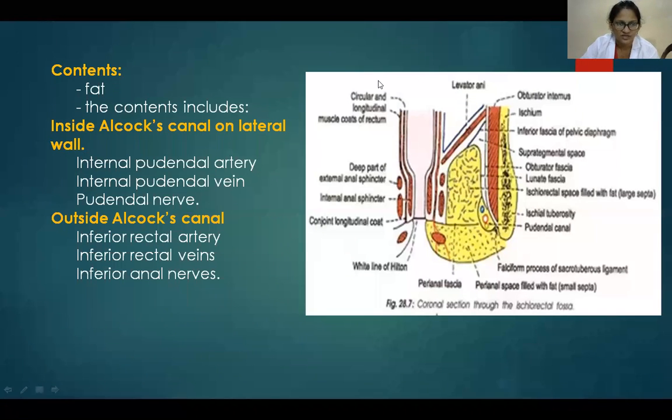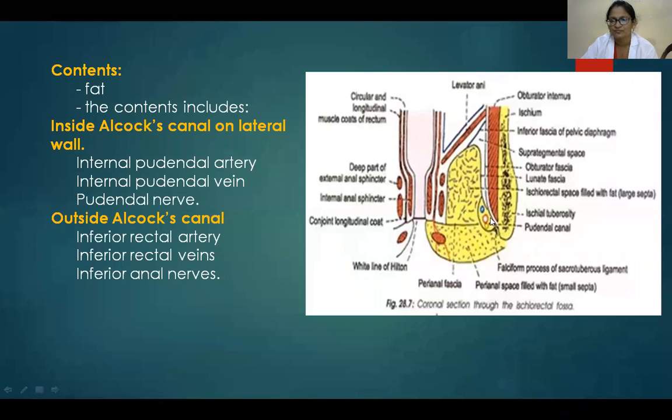See what are the main contents here. Inside the Alcock's canal, see, this is the Alcock's canal, which you are going to see on the lateral wall of the ischiorectal fossa. Alcock's canal is also called the pudendal canal. It consists of the internal pudendal vein, internal pudendal artery, and pudendal nerve. These are the important structures. It is also one of the 2 marks questions: pudendal canal or Alcock's canal.